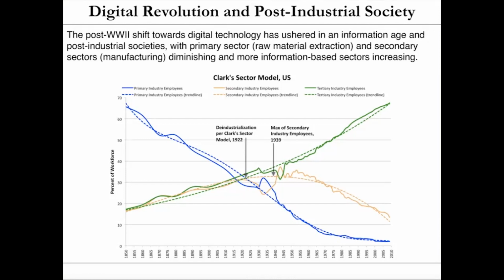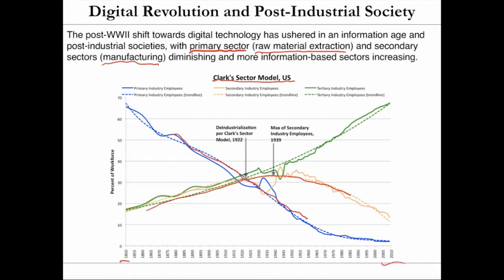So this is Clark's sector model that shows over the years the decline from the primary sector, which is basically the raw material extraction. So that's mining, fishing, farming, logging, stuff like that. And then this would be the decline in secondary sectors. So that would be manufacturing. So that would be taking fish and canning it, or taking timber and turning it into paper.